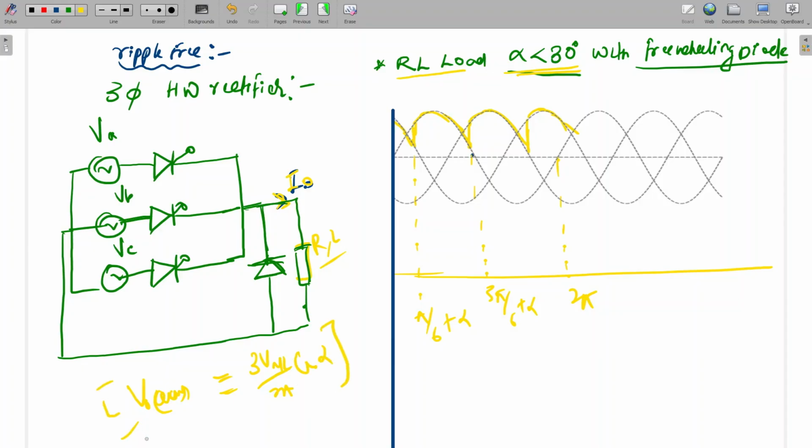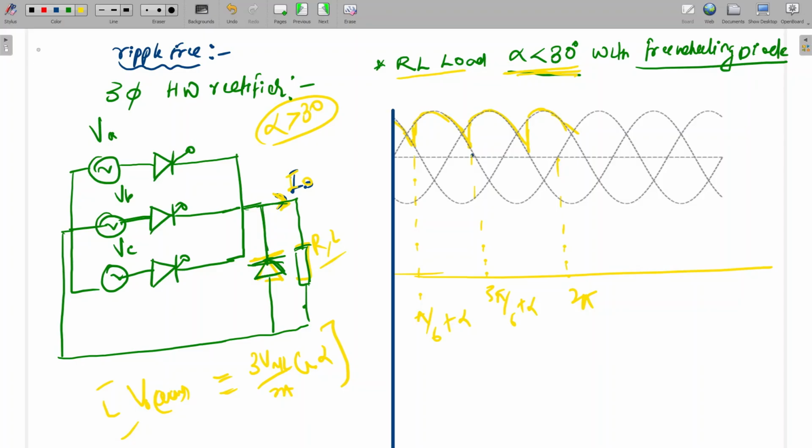Voltage equation will be the same. See, freewheeling diode, when will it conduct? When alpha is greater than 30 degree, then only this diode will conduct. Is it clear? When the output voltage becomes negative, then this diode becomes forward biased, and then this current will flow through the diode. But here alpha is less than 30 degree, output voltage is always positive, so the freewheeling diode will not conduct. Is it also continuous conduction, sir? Yes, continuous conduction with RL load.